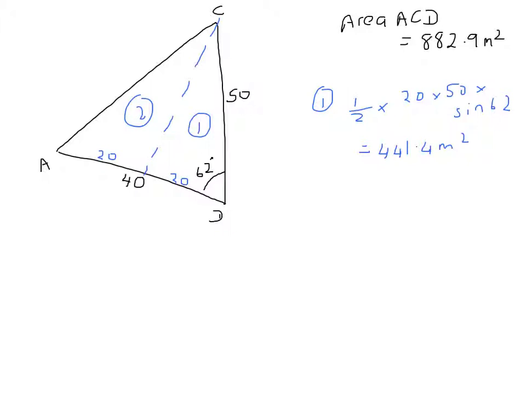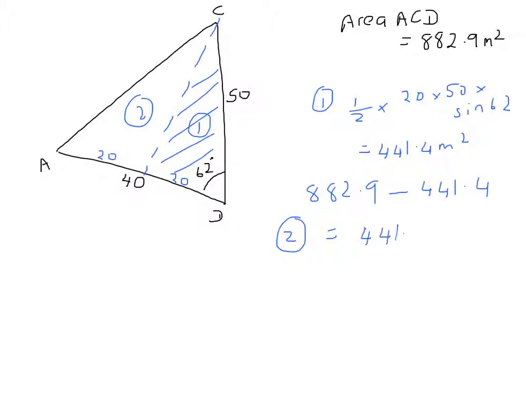Now, to find the area of triangle 2, I know my total area, the black triangle, is 882.9. If I take away this triangle, 441.4, that leaves me with triangle 2. The area of triangle 2 is 441.5 metres squared. Okay, now for merit and excellence, you need to divide this so that they're not all triangles.